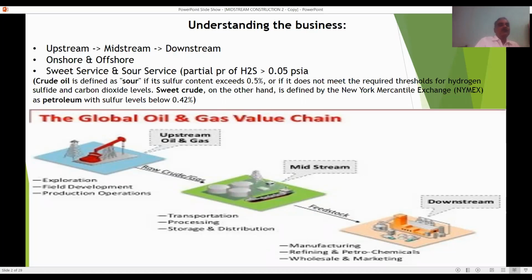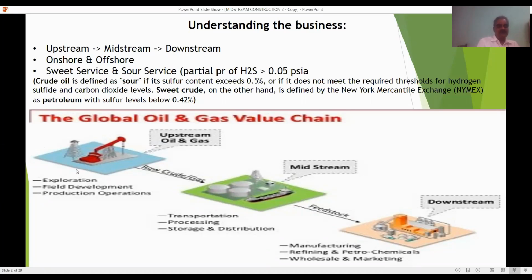Whenever we are constructing a midstream line project, from one gathering station to any downstream area or any seashore or offshore area, if it is sweet service, the project cost will be very low. If it is sour service, a lot of precautions have to be taken and it is more expensive also.